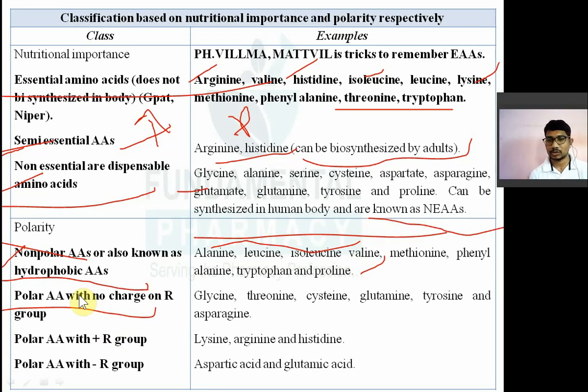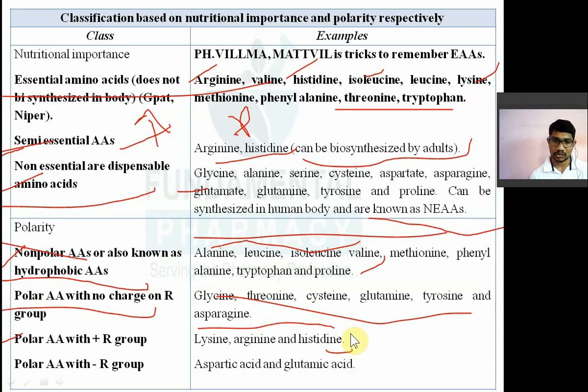Next, polar amino acids with a positive R group. That means in the structure of these amino acids, the side chain will also carry a positive charge. Like lysine, arginine, histidine, which have a positive charge. Arginine also has a positive charge on nitrogen. These are the amino acids with the positive R group. Then amino acids with the negative R group, known as acids: aspartic acid and glutamic acid. So these are the two, aspartic acid and glutamic acid.